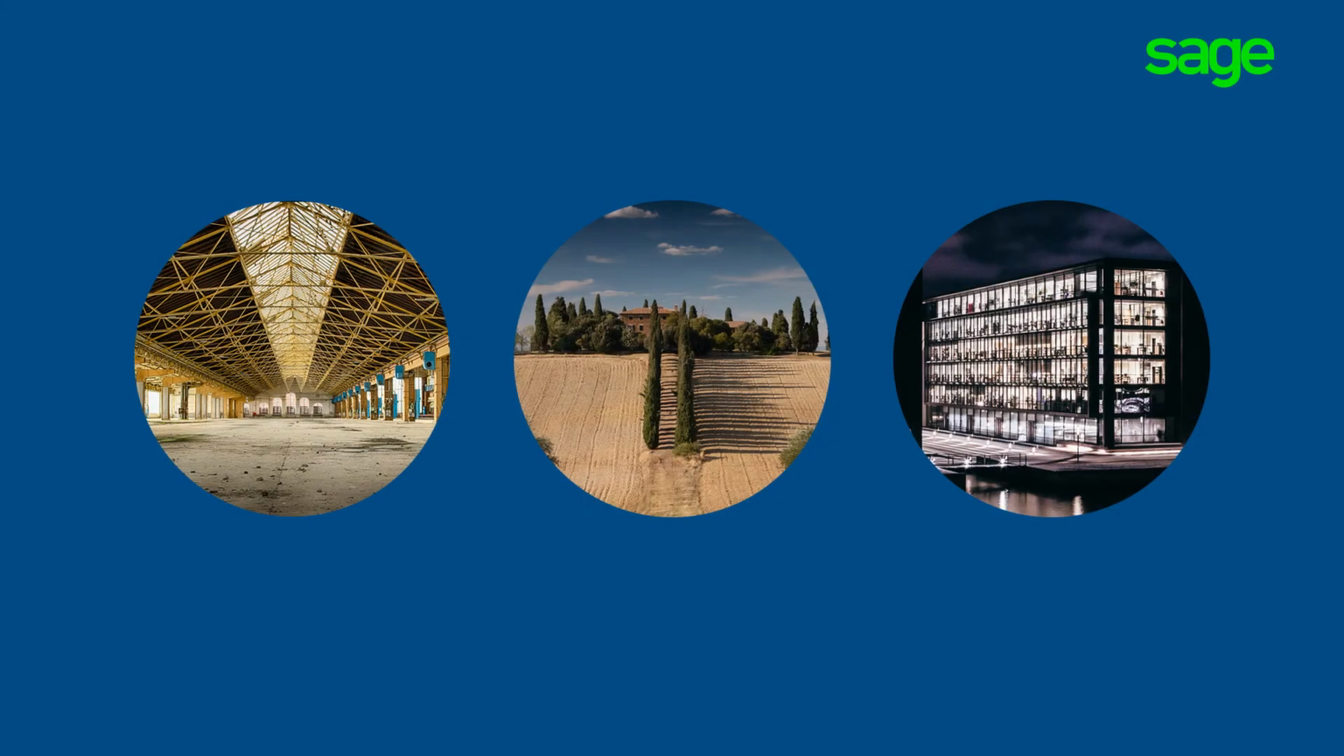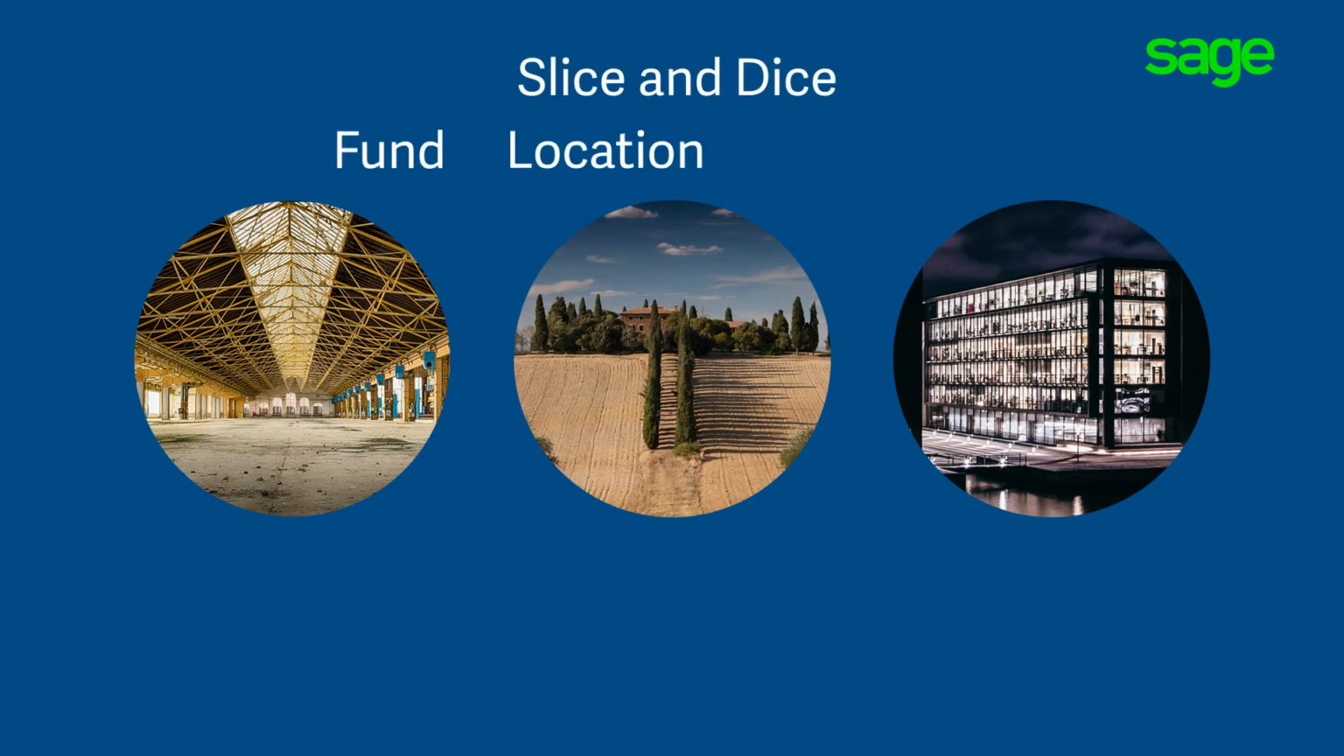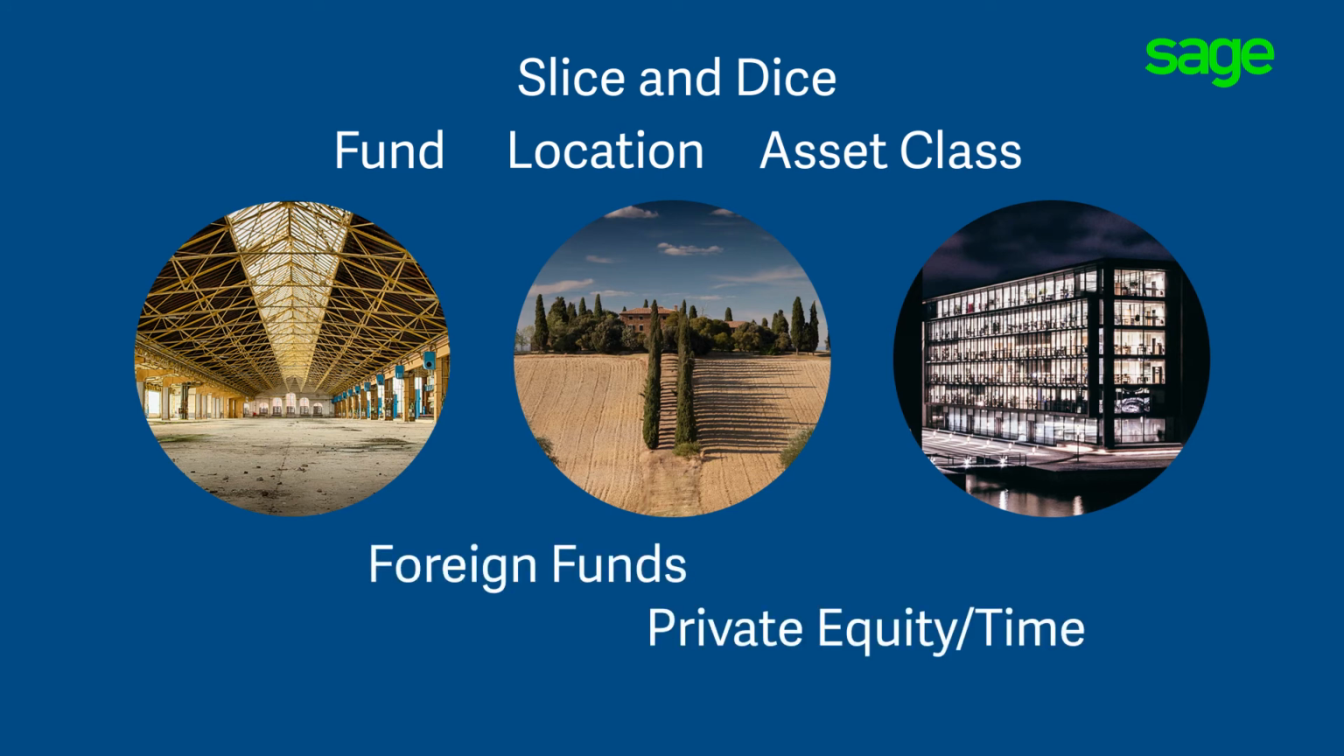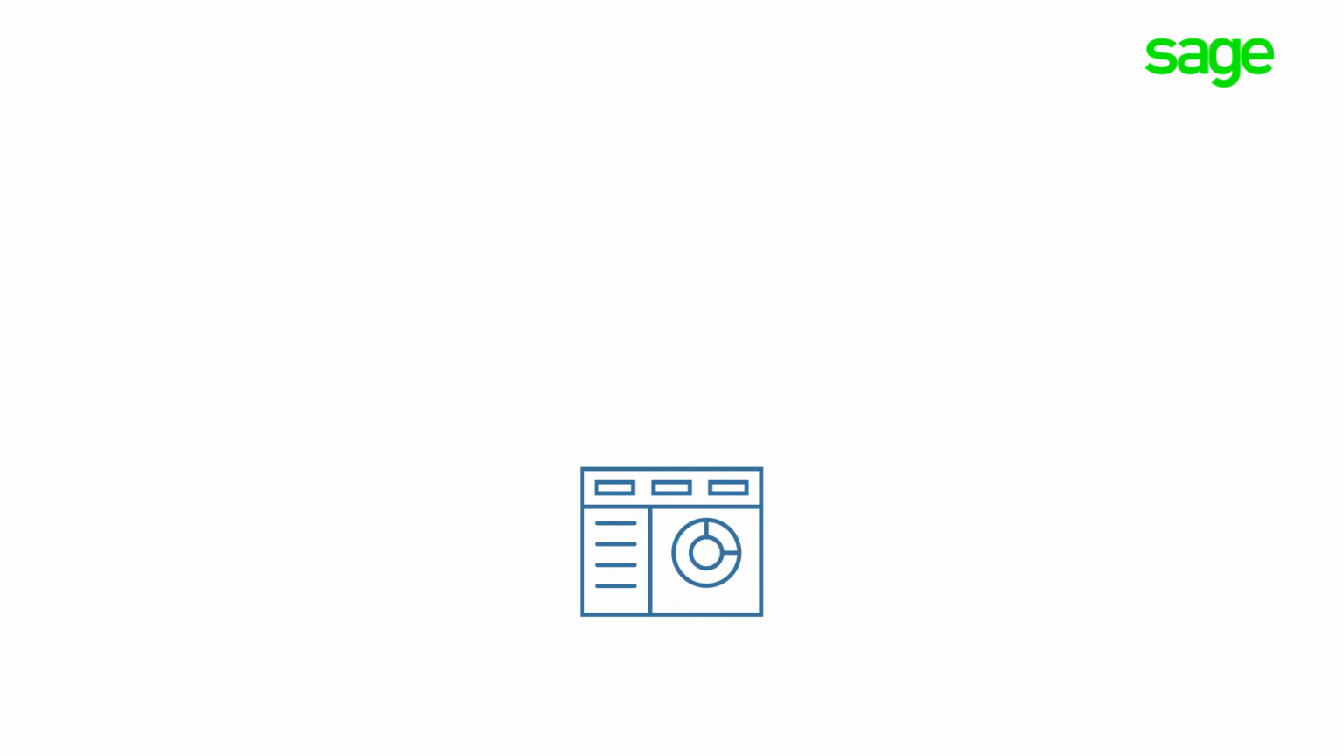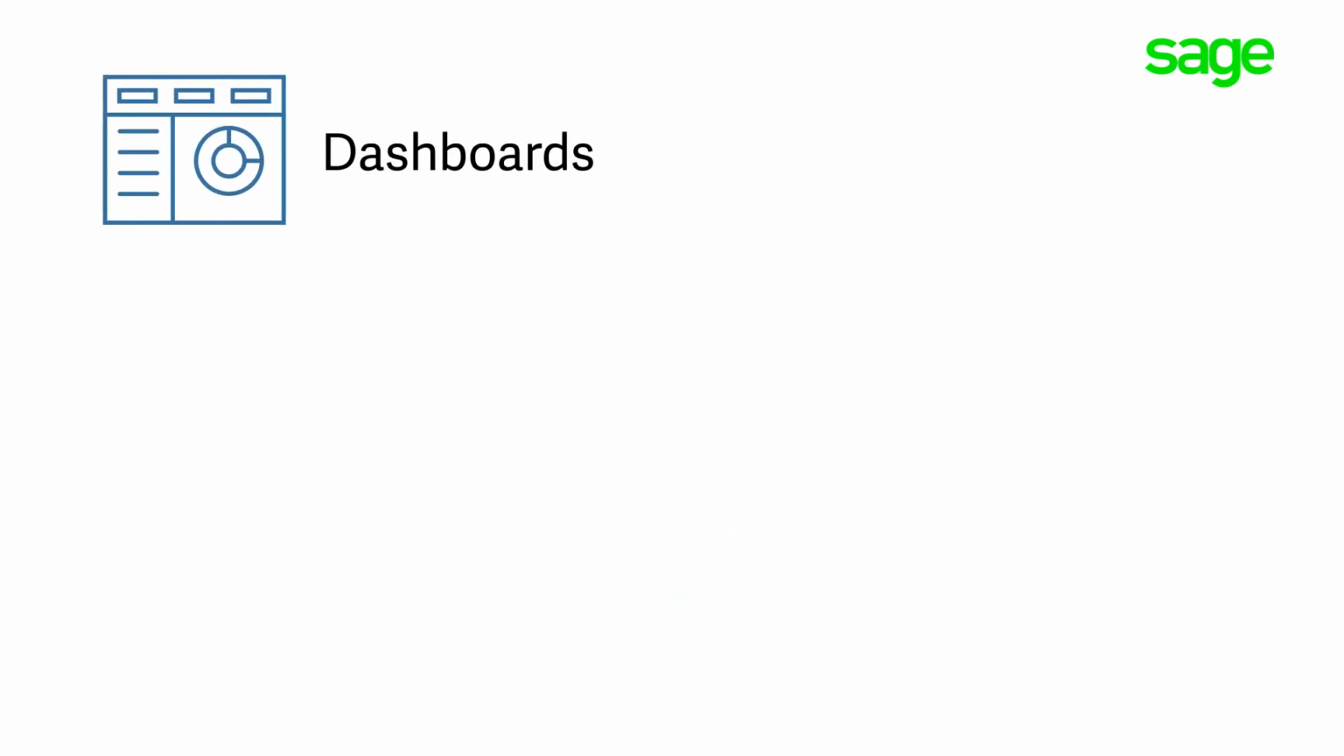With a consistent view across all the funds, we can continue to slice and dice by fund, location, and asset class, including foreign funds and private equity over time, all with no IT support. With dozens or even hundreds of entities, the process is the same. In summary, using Intacct's dashboards as a starting point, members of the board analyze the strategy in real time, using financial and operational data consolidated from across the portfolio.